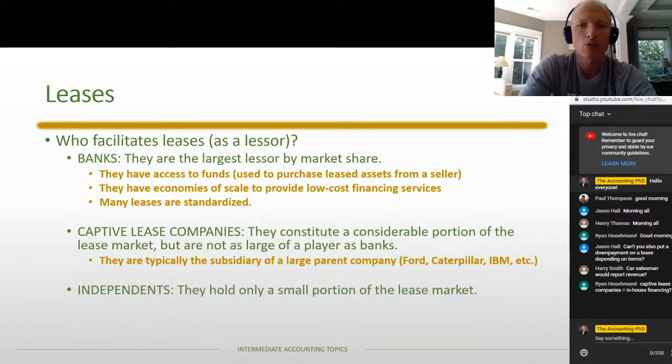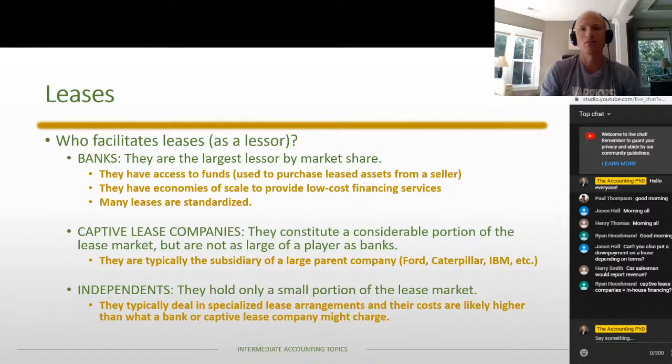And then there are some small independent lessors. They're very, very small, and that's usually if there's some sort of specialized lease arrangement. Those usually are fairly high cost, so just be aware of that. They exist, but they're not a major player.